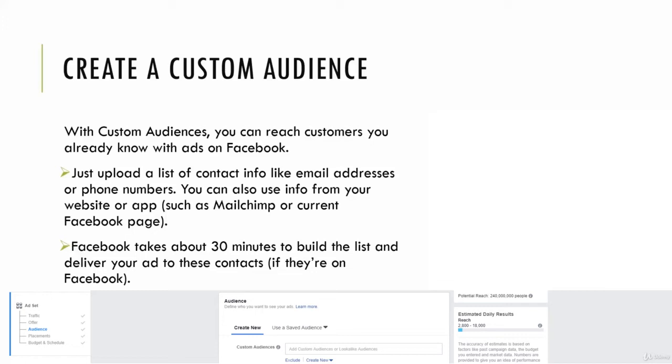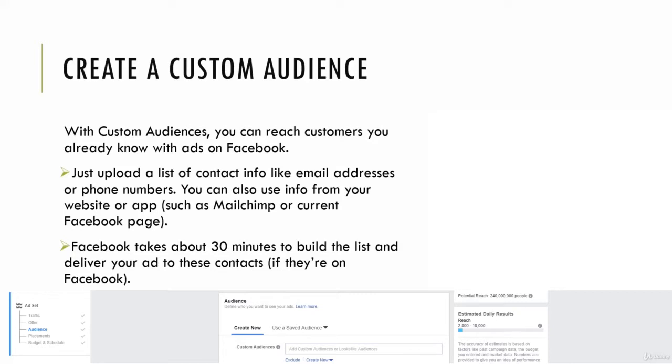So while you're creating your ad, you may see that custom audiences option. Basically, you create a custom audience based on an audience that you've already created, whether it's your Facebook page, a list of email addresses you upload from MailChimp, or the phone numbers of all your current clients.